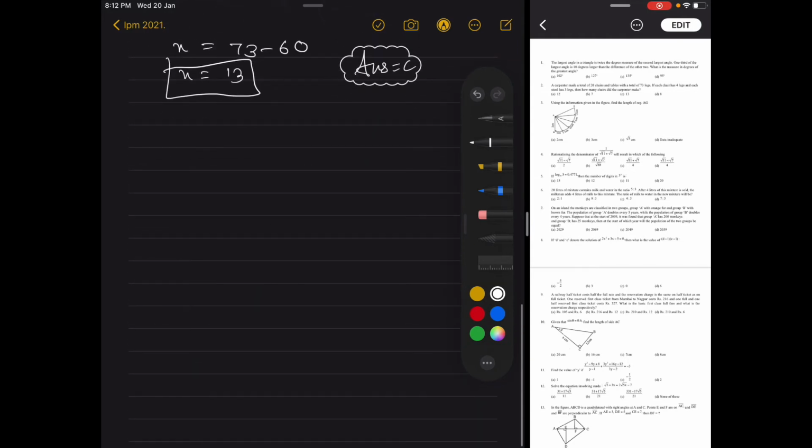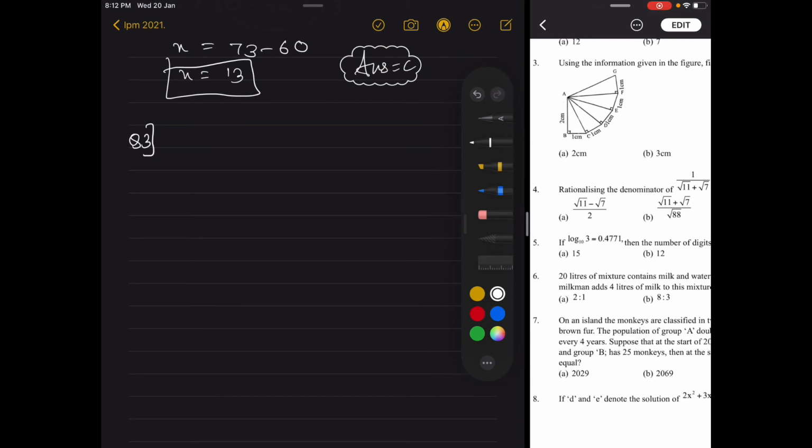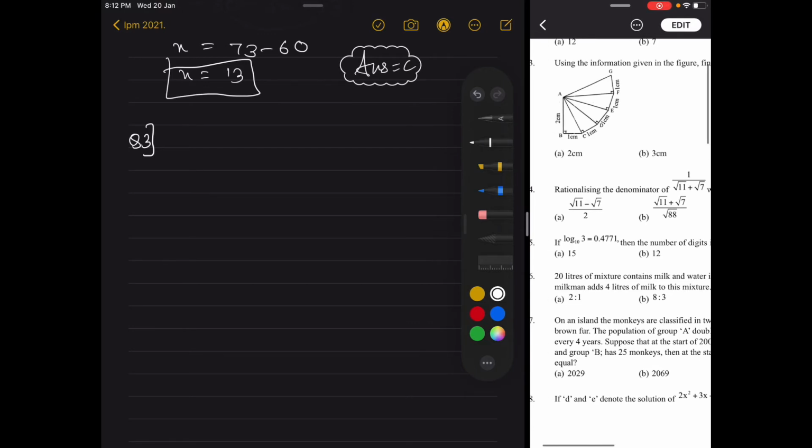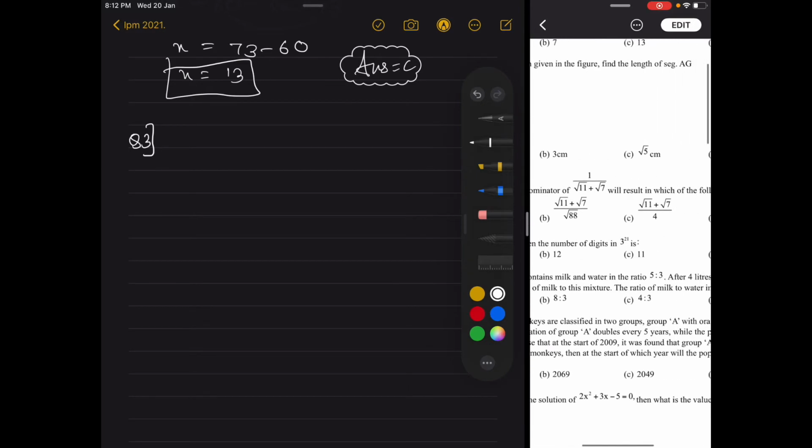Okay, let's move to question 3. Now this one is a different question. Over here they have given us a total of 5 right angle triangles: ABC, ACD, ADE, AEF and AFG. They have given us AB, BC, CD, DE, EF and FG, and now they are asking us what is the length of AG. Find the length of segment AG.